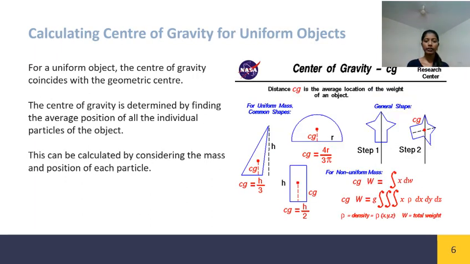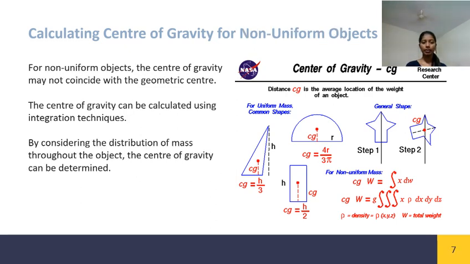Calculating center of gravity for uniform objects. For a uniform object, the center of gravity coincides with the geometric center. The center of gravity is determined by finding the average position of all the individual particles of the object. This can be calculated by considering the mass and position of each particle.